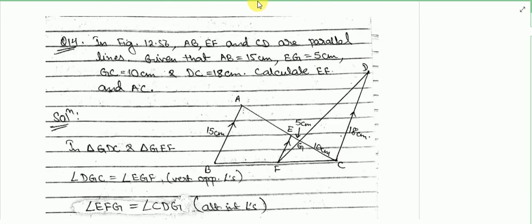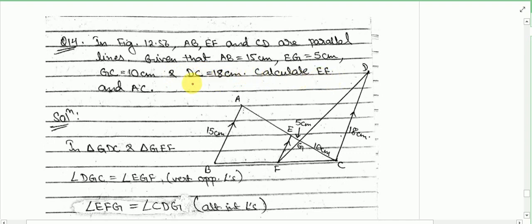Now, question number 14. Here in question 14 it says: in figure 12.56, AB, here you can see AB, EF, here you can see EF, and CD, this is the CD. AB, EF and CD are parallel lines. Given that AB is equal to 15 centimeter, EG equal to 5 centimeter, GC equal to 10 centimeter and DC equal to 18 centimeter.